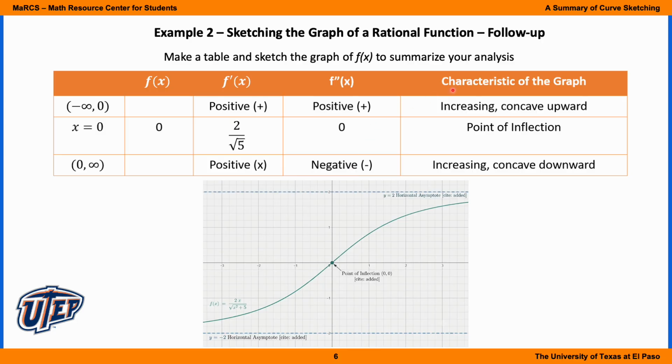So that means on the first test interval, our function was increasing and concave upward because it was positive for both the first and second derivative. But on the second test interval, it was increasing because our first derivative was positive, but concave downward because our second derivative was negative. So that means that x is equal to 0, once again, is a point of inflection. Now, here we have the graph of our function using all the information that we just collected.